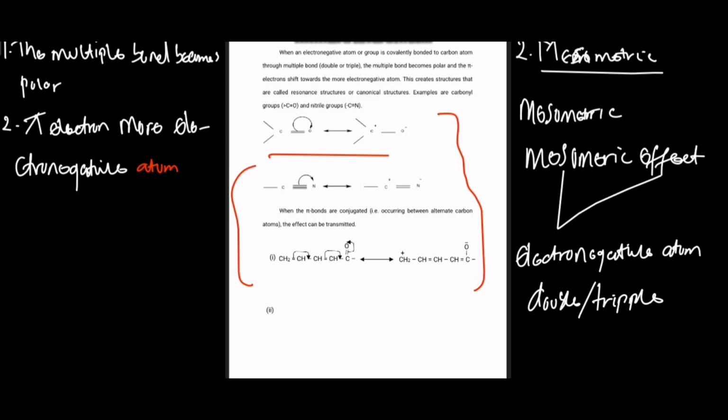These give rise to what we call the resonance structure, which is also called the canonical structure. The canonical structure is due to the movement of the pi electrons towards the more electronegative atom. Because of this movement, the molecule can no longer be represented by one structure.